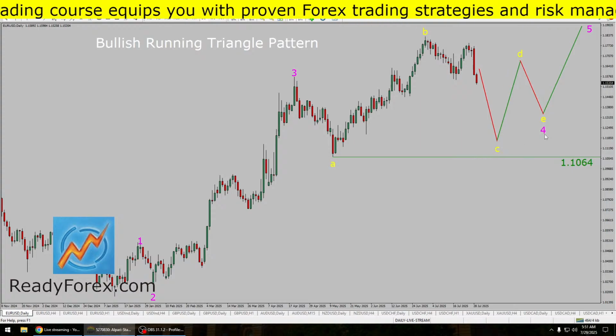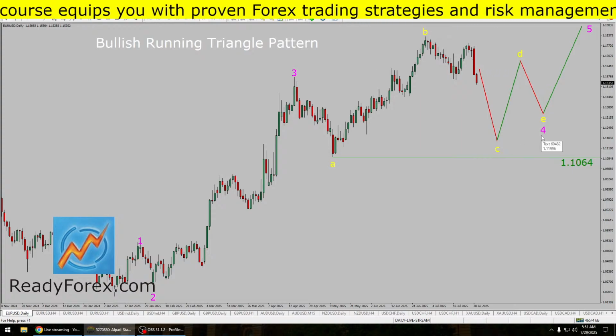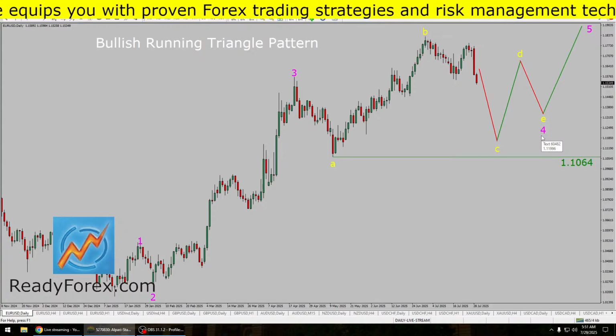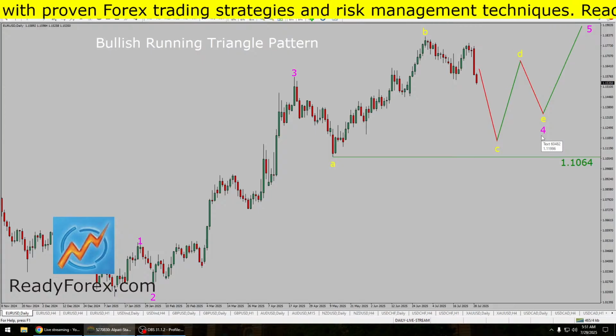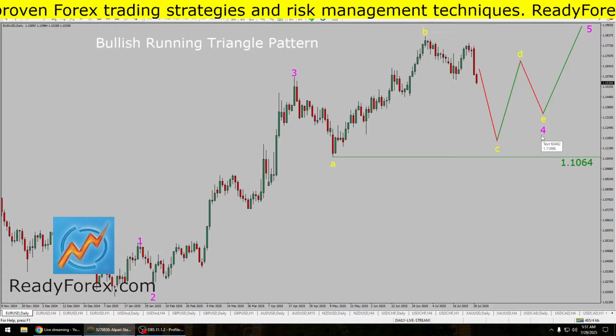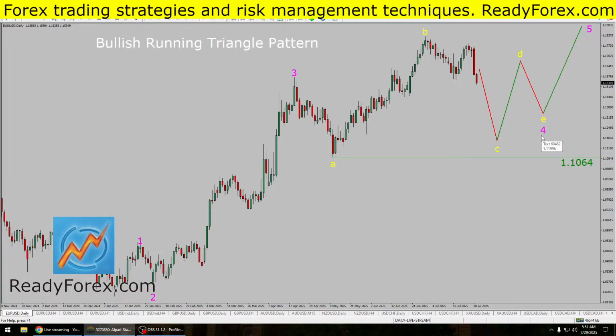This looks to me like we're going to get a bullish running triangle Elliott Wave pattern. There are different types of triangle patterns, and I have even written a book, an introduction to Elliott Wave Theory.